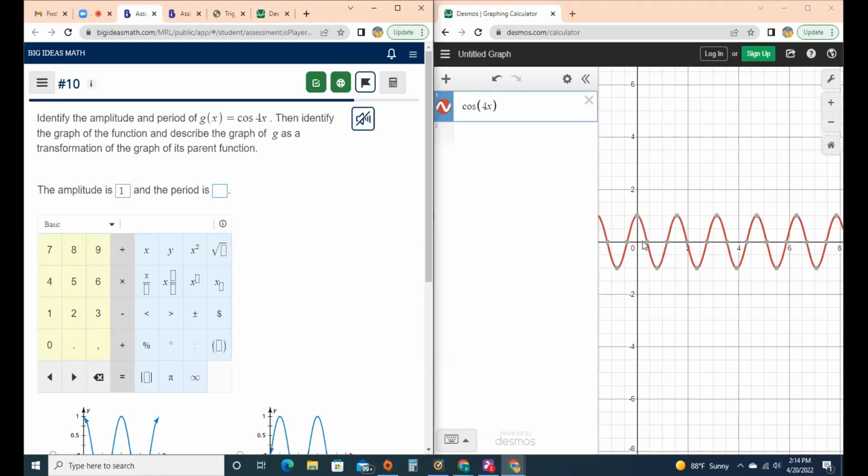Would the period be 2? It's peak to peak. So the x value there is at pi over 2. What is the x value of the one to the left of it? 0. Right. So it's right minus left. Pi over 2 minus 0, just pi over 2. Yes.